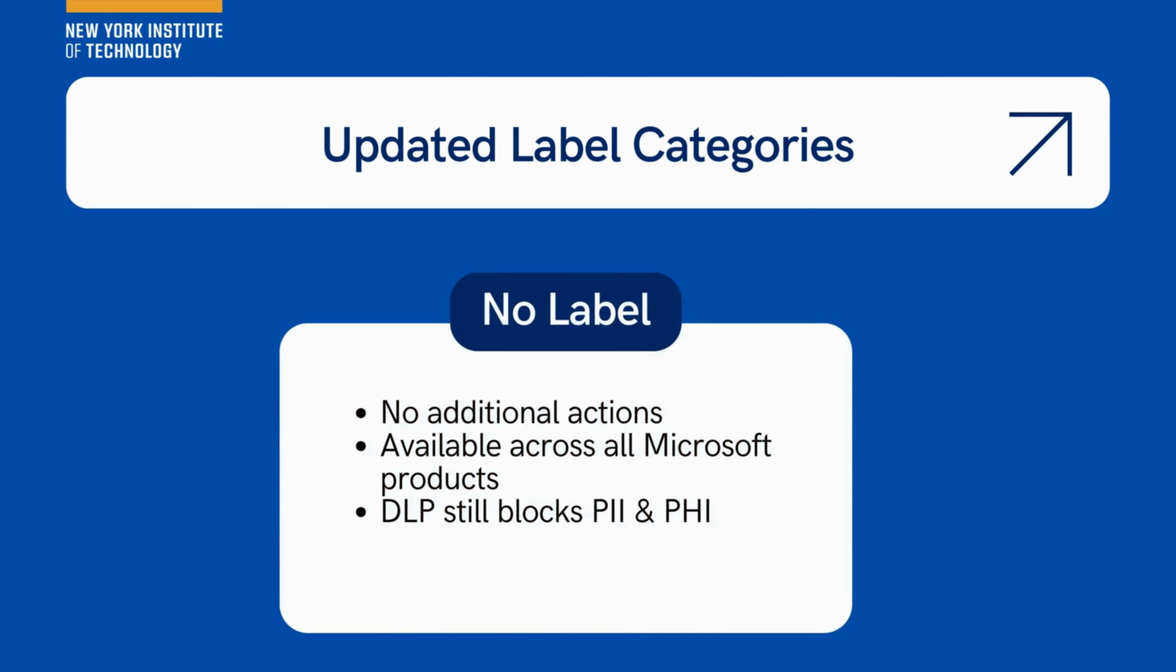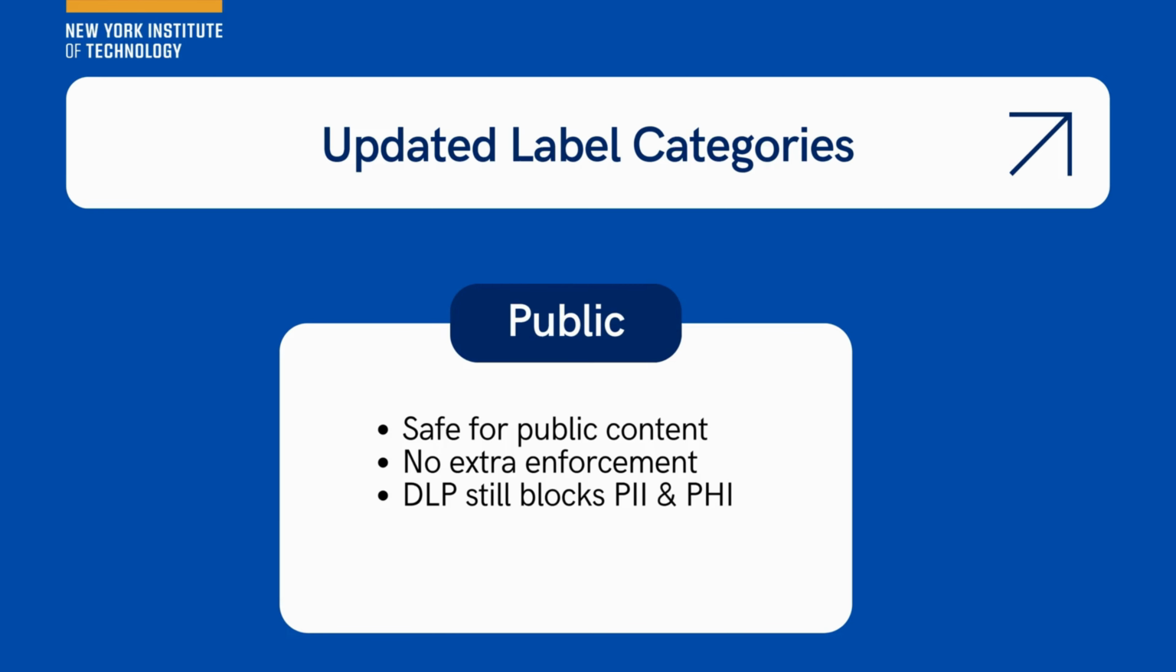No label, the default. By default, there is no label action applied. This default setting is available across all Microsoft products. Even with no label, DLP protections remain active, so PII and PHI will still be blocked from unsafe sharing. Public: the public label does not apply extra enforcement actions by itself and is available across Microsoft products. It's intended for content safe for public release. As with no label, PII and PHI remain blocked by DLP.